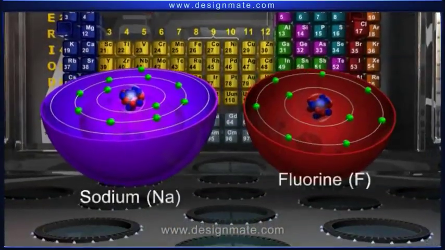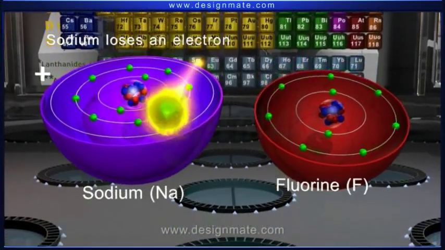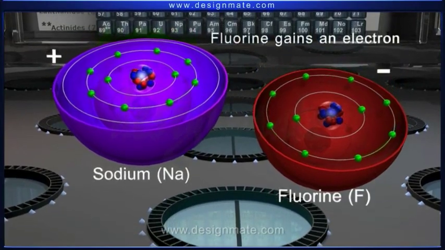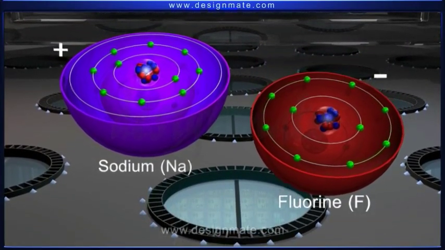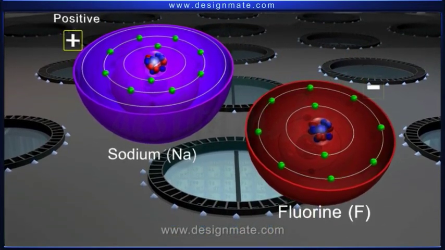It should be noted that valency of both sodium and fluorine is 1, but sodium loses an electron, while fluorine gains an electron in order to complete their octets. Hence, valency of sodium is considered to be positive, whereas that of fluorine is negative.